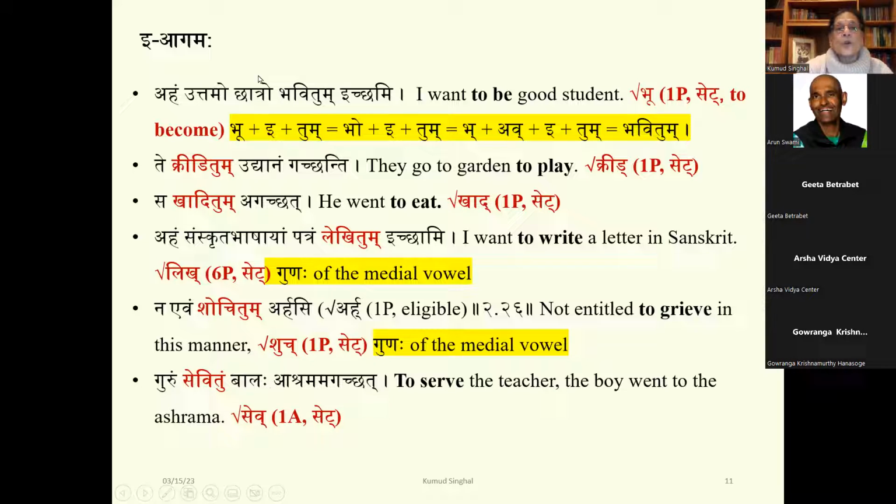Now these were all parasmaipadi dhatus so far. Now let's take an example of an atmanepadi dhatu. Gurum sevitum balah ashramam agachat. To serve the teacher, the boy went to the ashrama. So gurum, this is in Dutiya Vibhakti Ekavachana. Gurum sevitum, to serve. Now sev is your root. It is an atmanepada, but it is a set. So you have sev plus e plus tum. So sevitum.